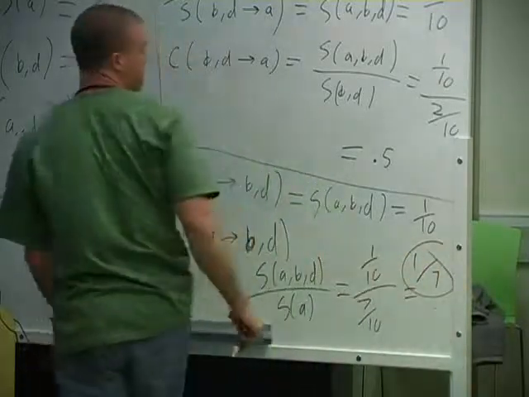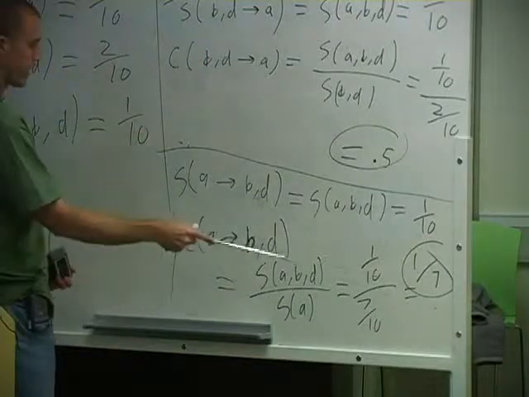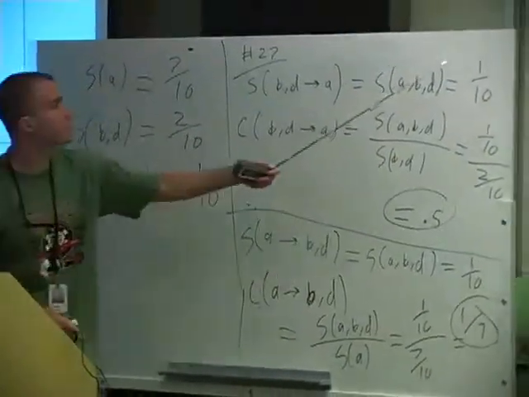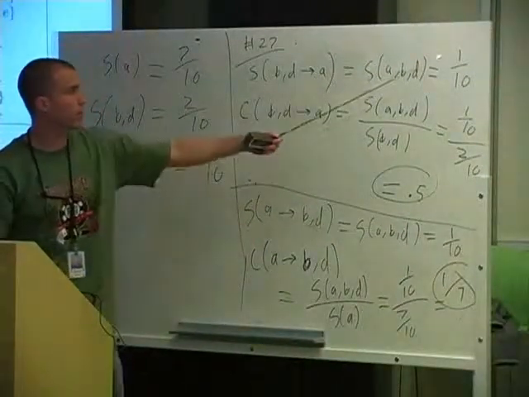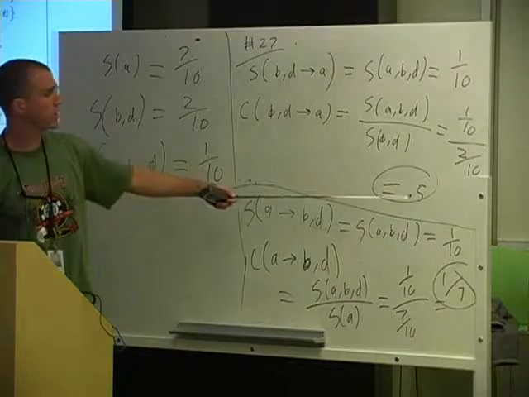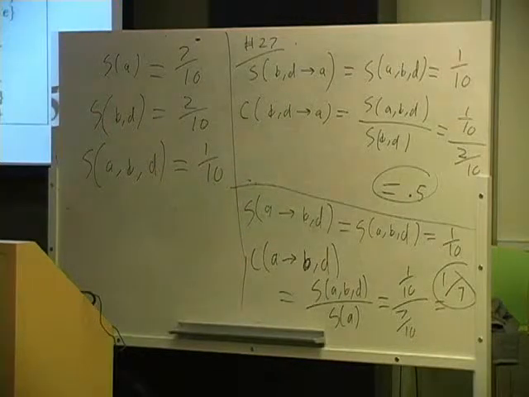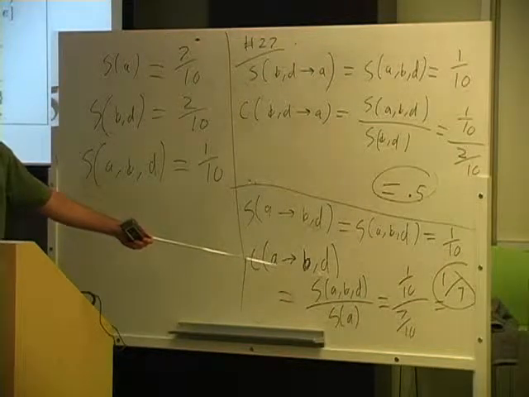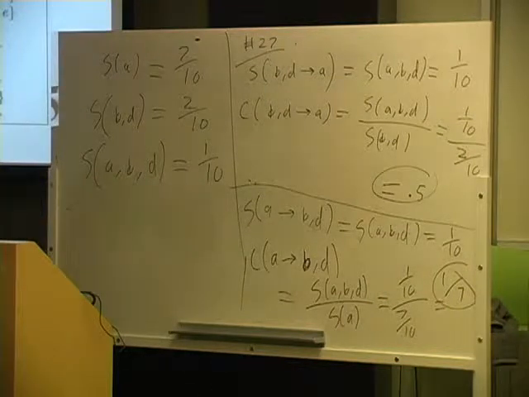1 out of 7 is the confidence. They both had, I'm ahead of myself, they both had support 1 out of 10, right? Because they both involve ABD. But the first rule has 50% confidence, and the second rule, the confidence is only 1 out of 7, which means that of all the people that bought A, only 1 out of 7 of those bought B and D also.